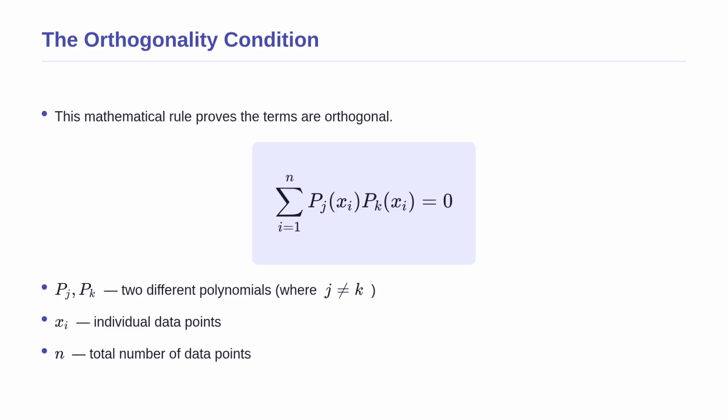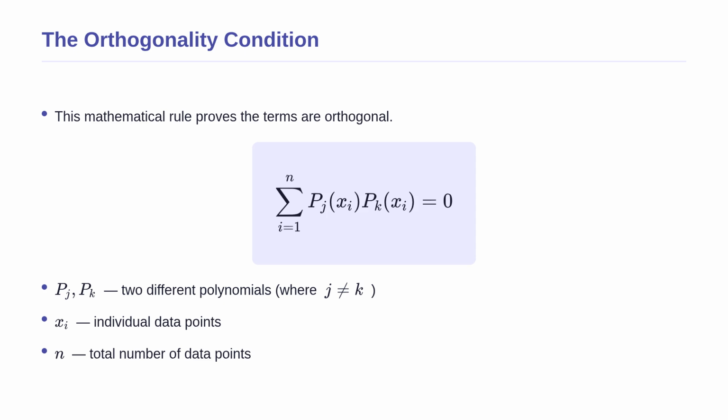Finally, we can state the mathematical rule that proves these terms are orthogonal. This formula is the ultimate test of orthogonality. It states that for any two different polynomials, whether index j is not equal to the index k, the sum of their products across all n data points must equal exactly 0.